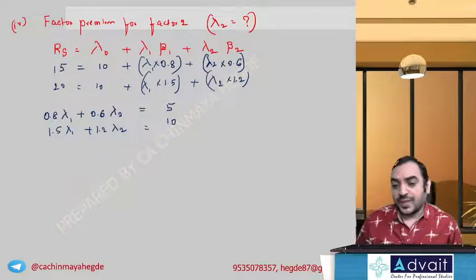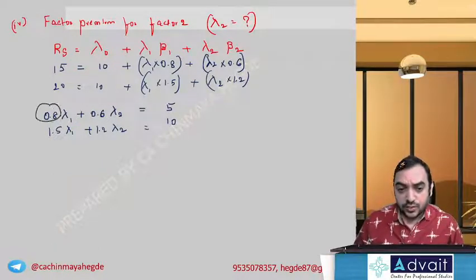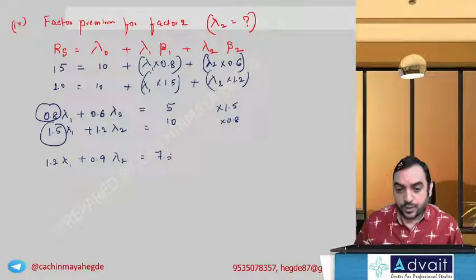I hope you know how to solve simultaneous equations. We'll multiply by the respective coefficients to make them the same. So here we have 0.8 and 1.5. So multiply the first by 1.5 and the second by 0.8. 0.8 into 1.5 becomes 1.2 lambda 1. 0.6 into 1.5 is 0.9 lambda 2. 5 into 1.5 is 7.5. Then 1.5 into 0.8 is 1.2 lambda 1. 1.2 into 0.8 is 0.96 lambda 2. 10 into 0.8 is 8.